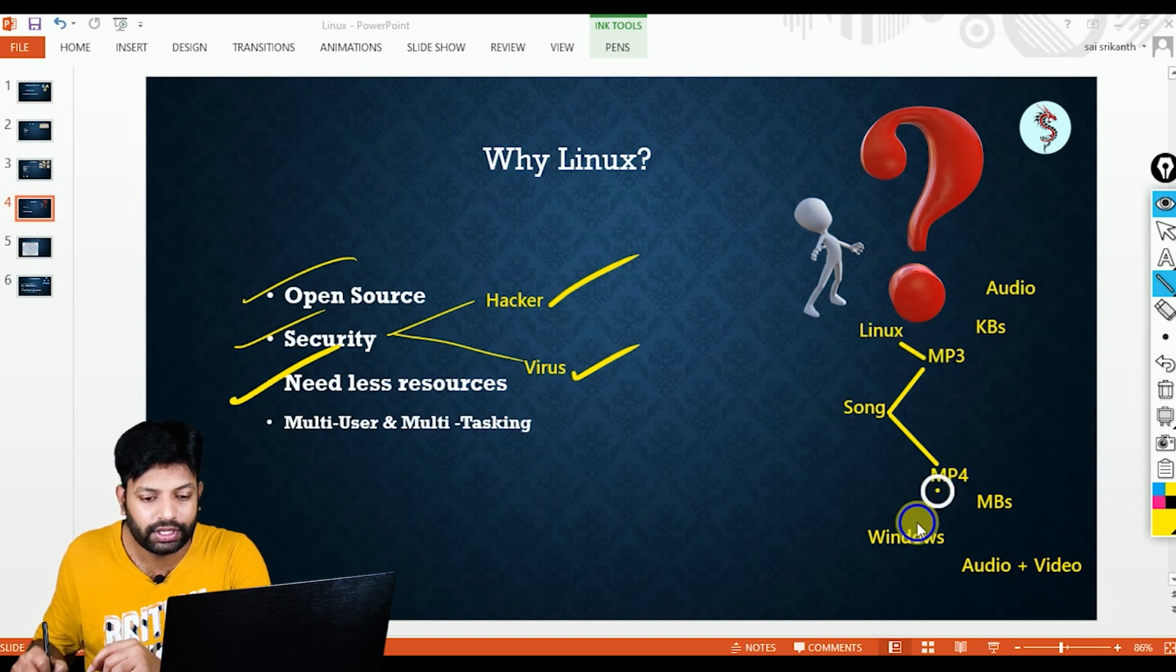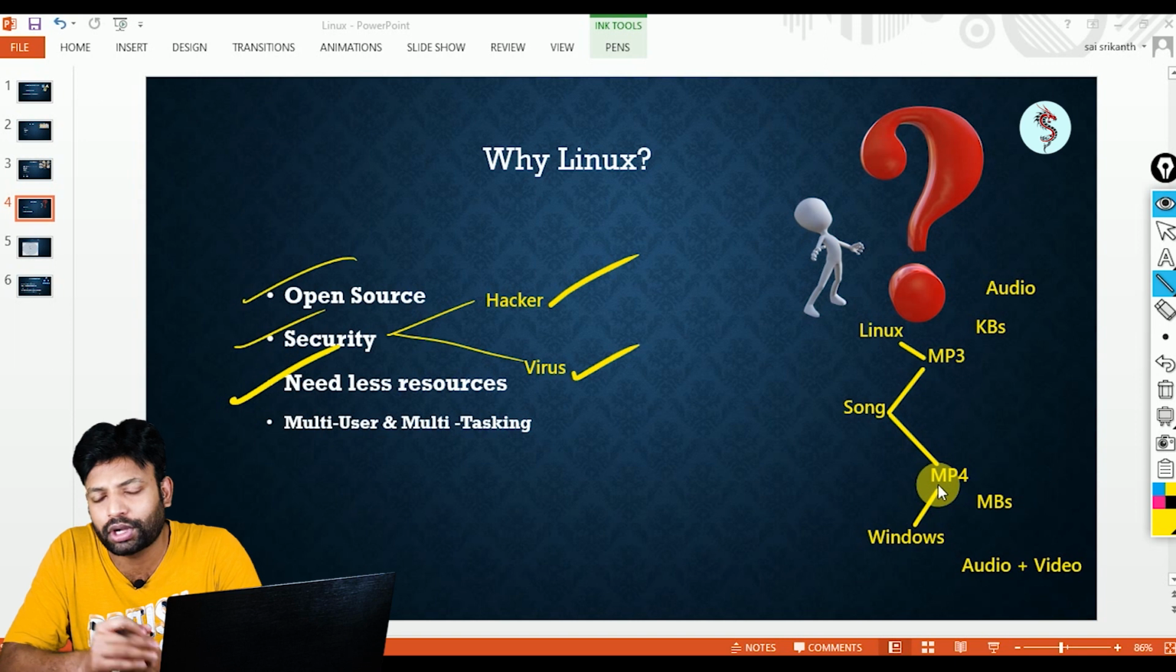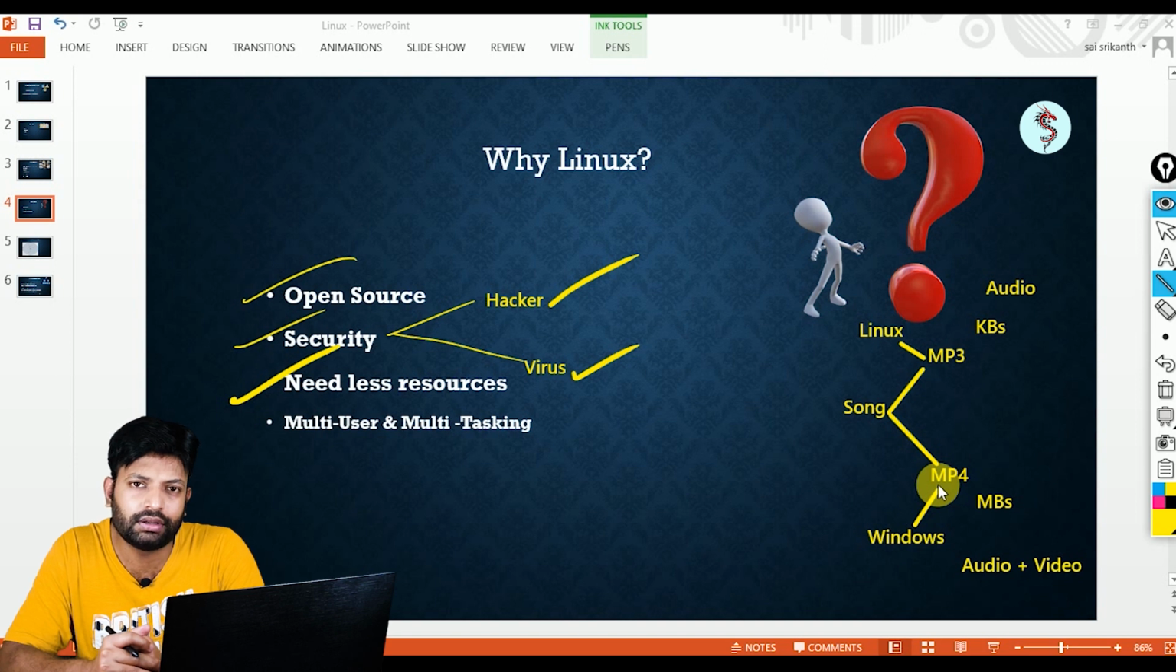Why? Because in Windows we have command line plus graphical, both are there, but in Linux we have only command line. You might have doubts, in Linux also we can install graphical. Yes, we can install, but in companies no one uses the graphical thing. We use only the command line. So only command line, that's why it consumes fewer resources. But in Windows we have command line and graphical, both are there. People are using the graphical part, that's why Windows consumes more resources.